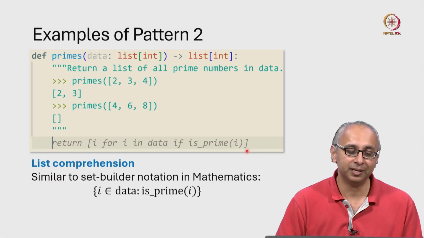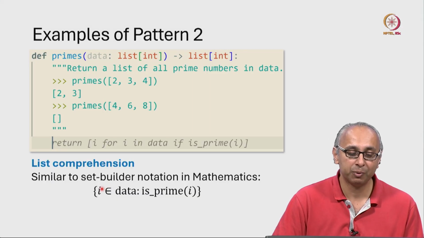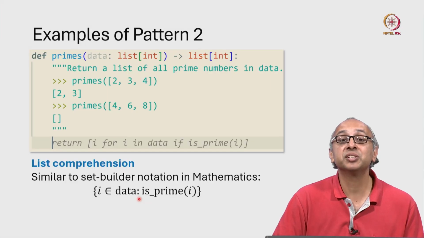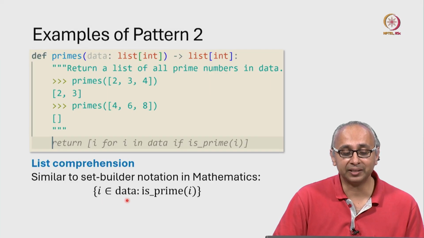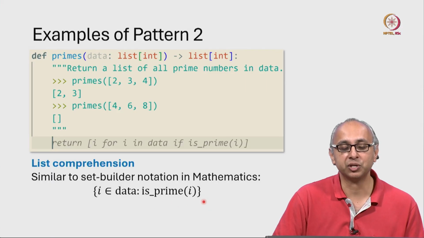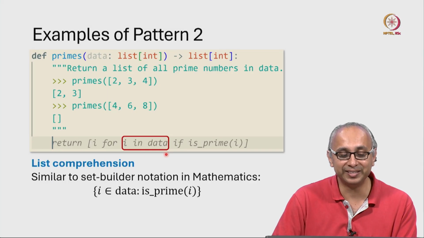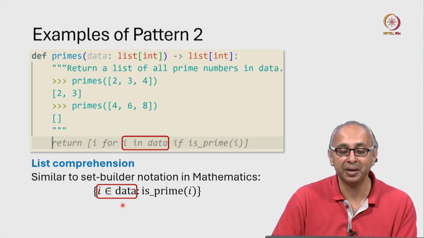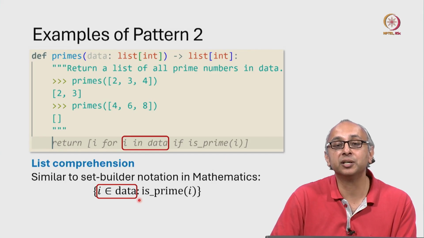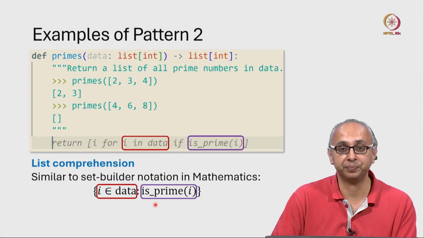Do you remember seeing syntax like this called the set builder notation in your mathematics class, where we said, for example, all the i's in data, colon, which is often read as "such that", so i in data such that is_prime(i). If you are familiar with this kind of notation, you will see similarities between what we have over here, i in data, and that's similar to here, and whatever follows the if condition is whatever follows the colon, or the "such that", in our set builder notation.